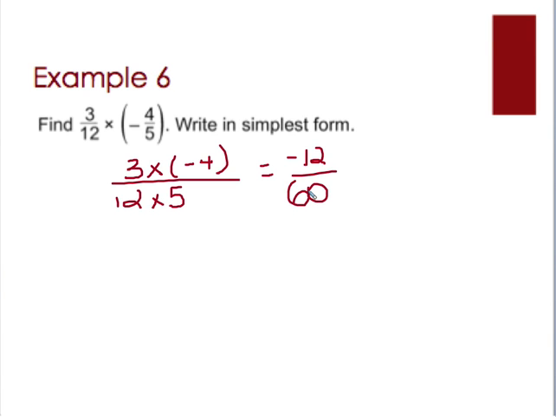60. Now, I know the biggest number I can divide both these by is 12. Negative 12 divided by 12 is negative 1. 60 divided by 12 is 5. I have a 1, so I'm done. There's my final answer. How'd you do?